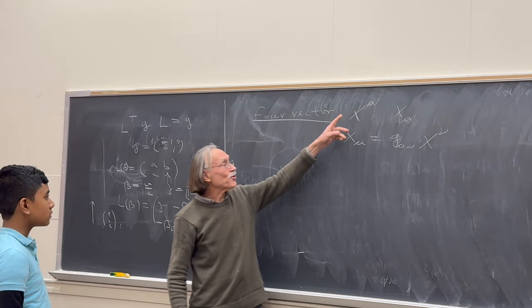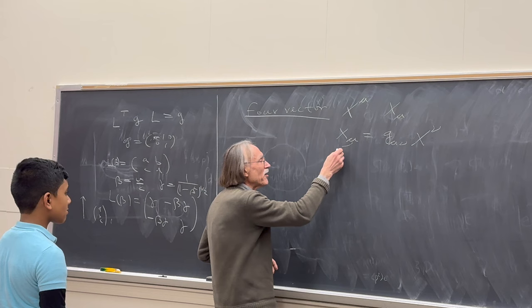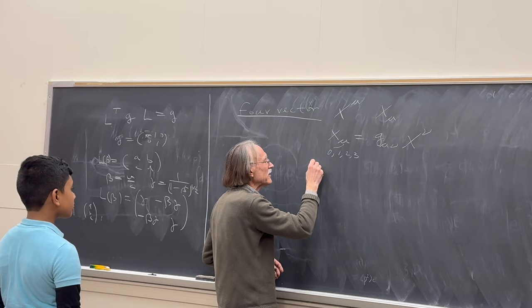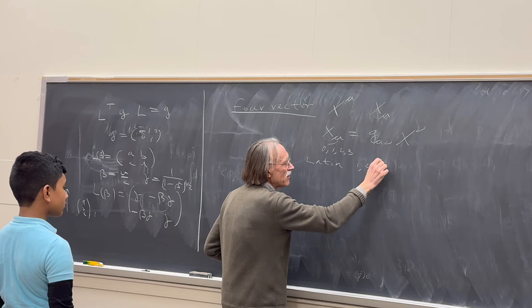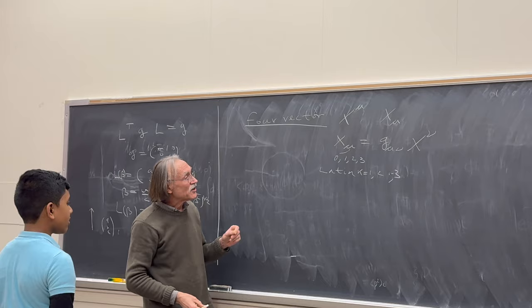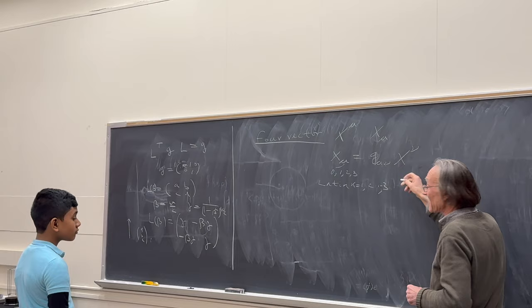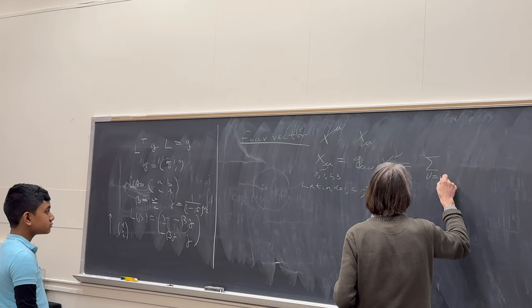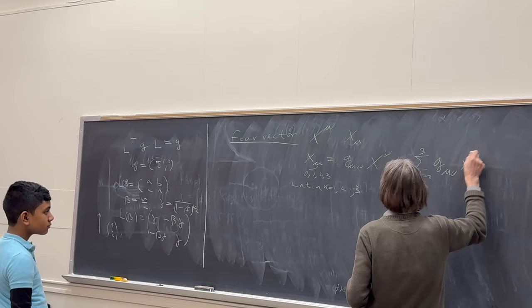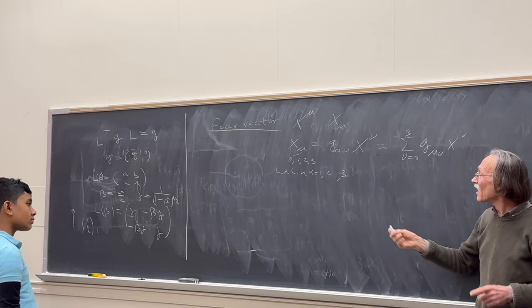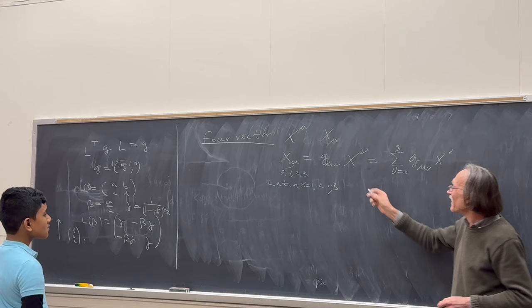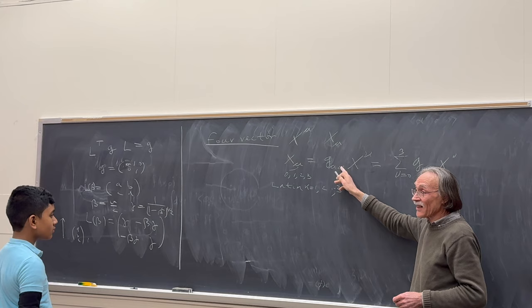And I introduced already some notation. This is a Greek letter, and Greek letters run from 0, 1, 2, 3. And Latin letters run from 1, 2, 3. So that's a convention. The second convention is that this appears twice, so there's a summation convention. It means that mu runs from 0 to 3 of G mu nu times X nu. And in relativity, you never write this sum. It is always implied when you have repeated indices. And for indices which are summed over, you always have one that is down and the other is up.